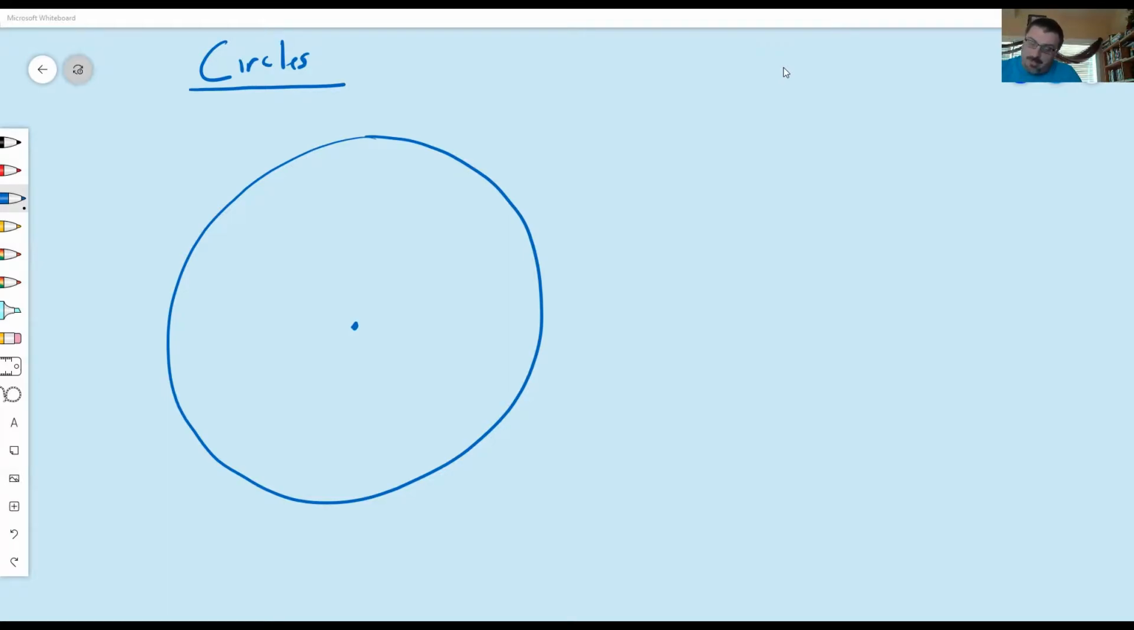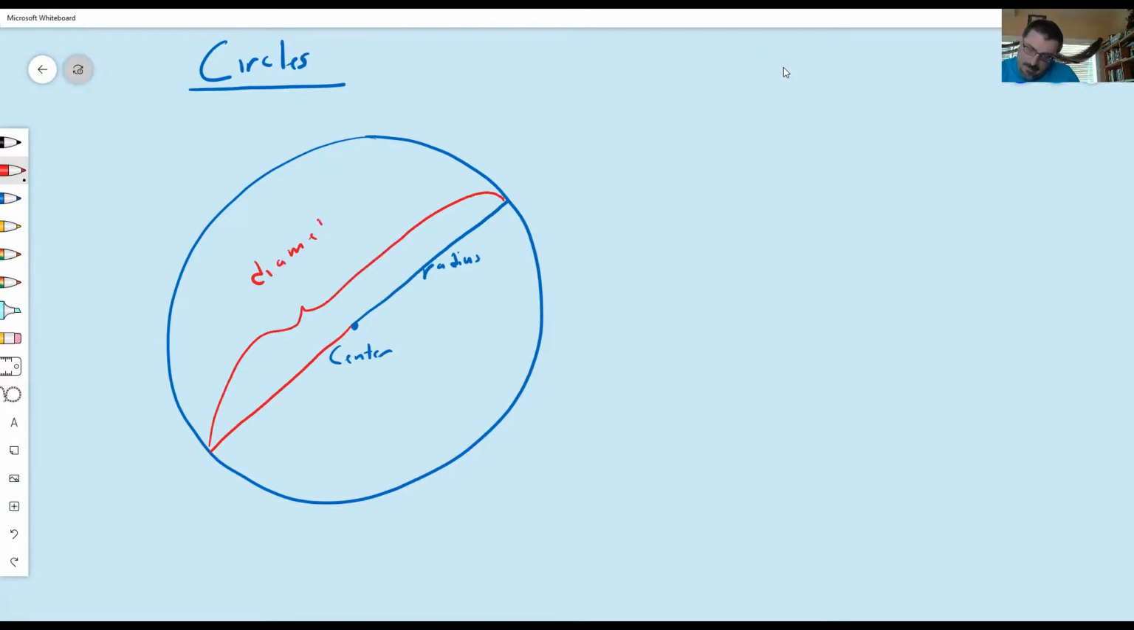The point in the middle is called the center. The distance from the center to the outside of the circle here is the radius. And if we go all the way across, this distance right here is the diameter.